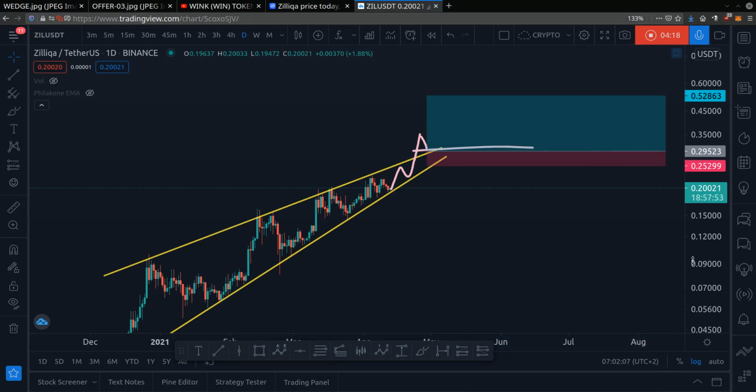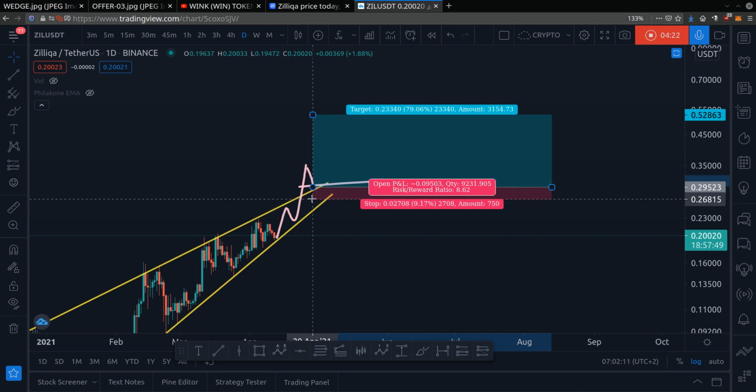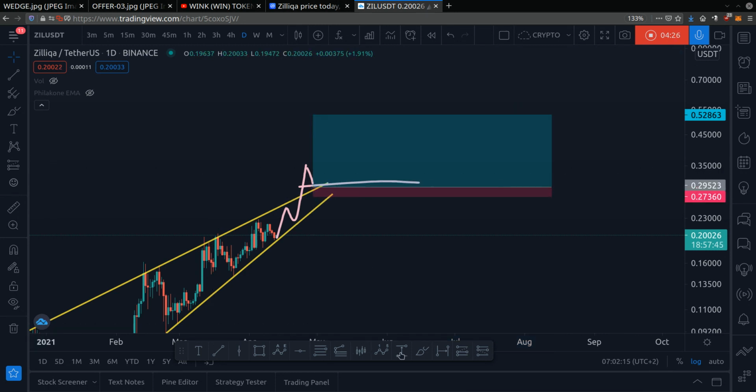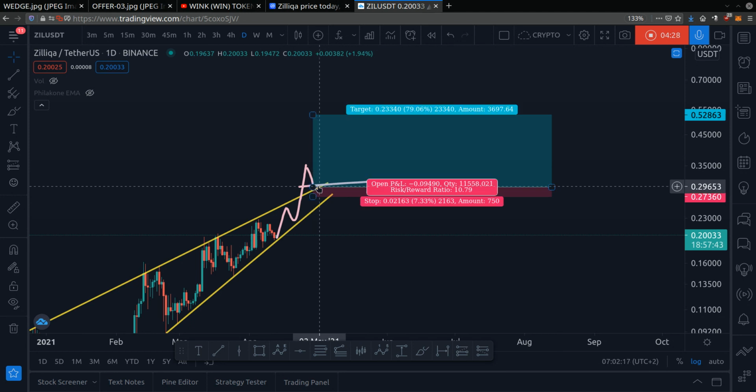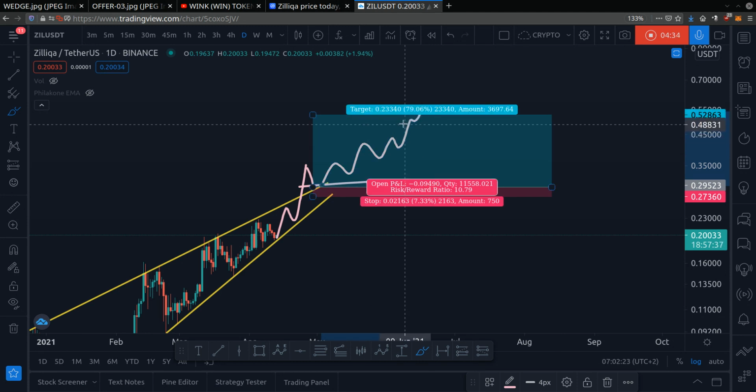All right. So you enter the trade with $5,000, just as an example, and the price has broken out. You enter the trade with $5,000, and you hold with strong hands. You enter here, and the price goes up and up and up to 50 cent. Then you would have made 79% of that $5,000.